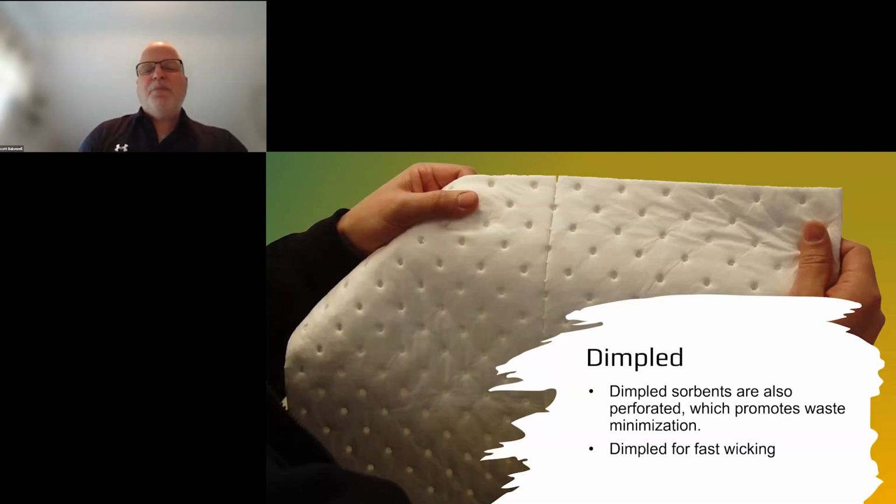So again, a dimpled melt blown sorbent are also perforated, which promotes waste minimization. They're dimpled basically to bond layers, but it also creates fast wicking and allows the fluid to be absorbed quickly. A lot of times too, just as a note, the perf's there to tear on the perf, folks. So if you need a smaller piece, you're going to have a half of a pad or a smaller piece of maybe an absorbent roll rather than rolling or putting the whole pad out just for cost effectiveness.